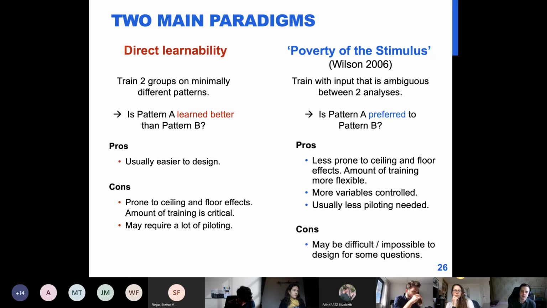The extrapolation paradigm or poverty of the stimulus paradigm, here you're less prone to ceiling and floor effects because you're training them on ambiguous data. So in fact, you're very happy to give them a ton of training and have them learn whatever those ambiguous data are, learn that perfectly, because you're not testing them on how well they learned that. You're testing them on how they extrapolate. So in that case, usually you need less piloting. You're happy to just give them a lot of training and see how they extrapolate whatever it is that they learn.